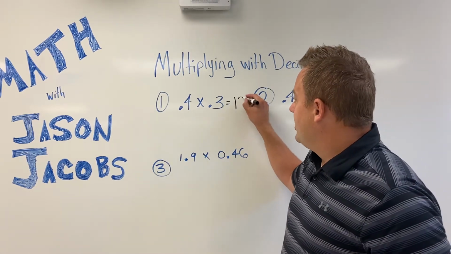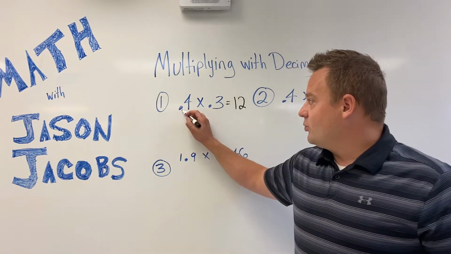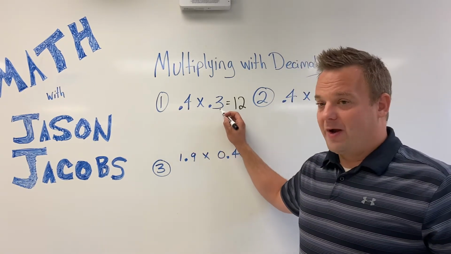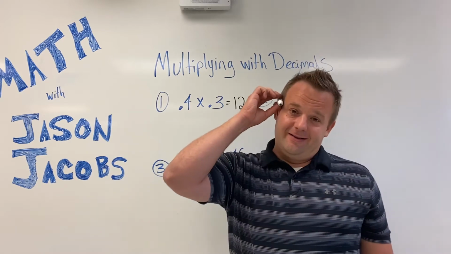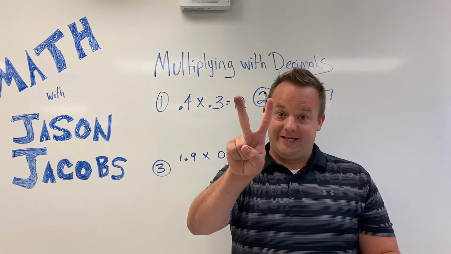Here we go. So we do 4 times 3 is 12. So that's what we know. And now look, there's one place behind the decimal here, one place behind the decimal. 1 and 1 equals 2 places behind the decimal.